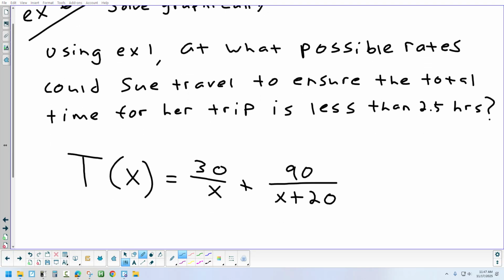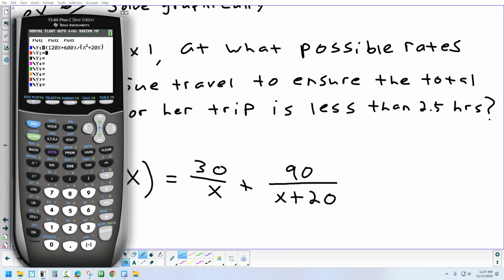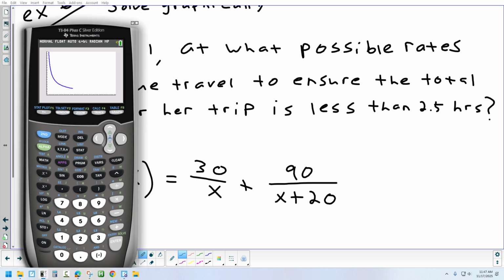So we would start the same way. I've already got the top part in y1, but what would I put in y2 this time? 2.5 hours. Okay, so there's my graph.